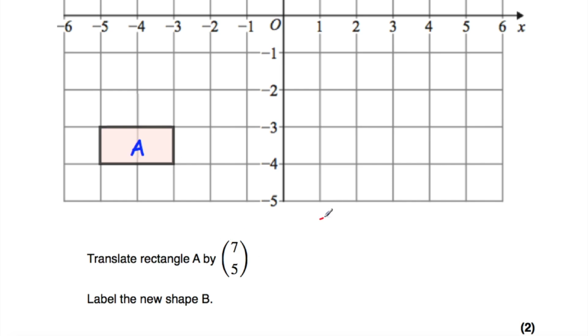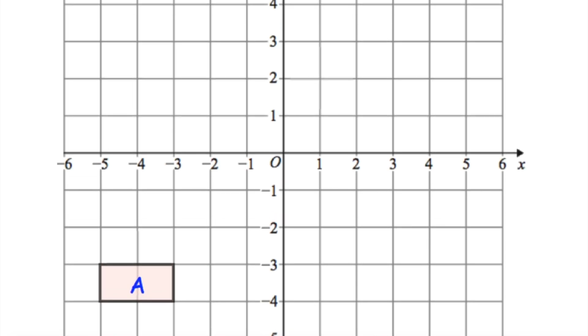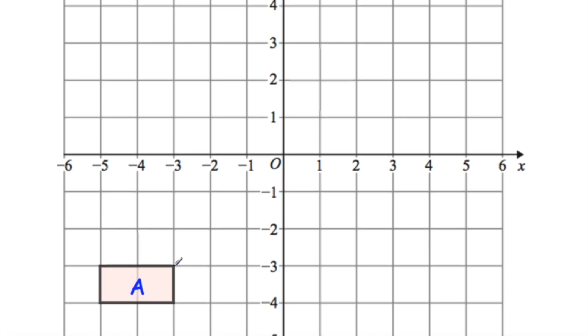So that means 7 right, 7 squares right, because if it's positive, it means to the right. And then the number beneath that means up or down, so it will be 5 up. So this translation vector means we need to translate rectangle A 7 squares to the right and 5 squares up. So let's go to our rectangle A, and let's move each of the corners 7 to the right and 5 up. So 7 to the right, 1, 2, 3, 4, 5, 6, 7, and then 5 up, 1, 2, 3, 4, 5. So it's going to move there.